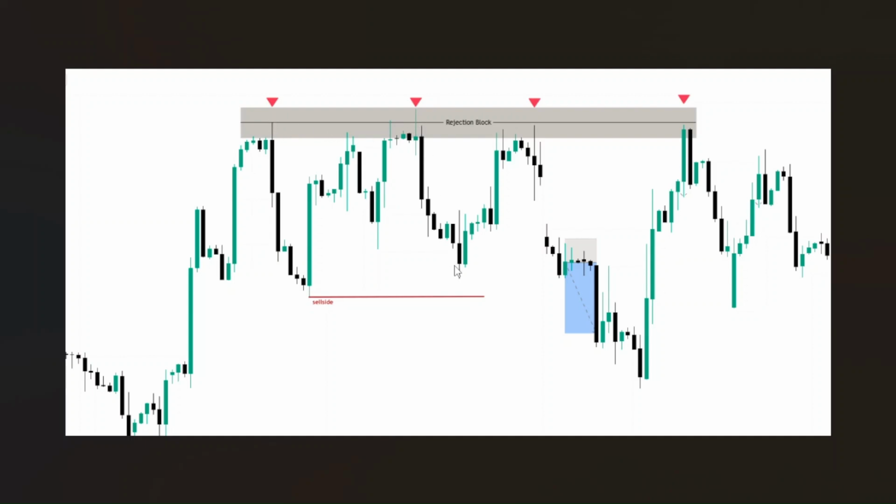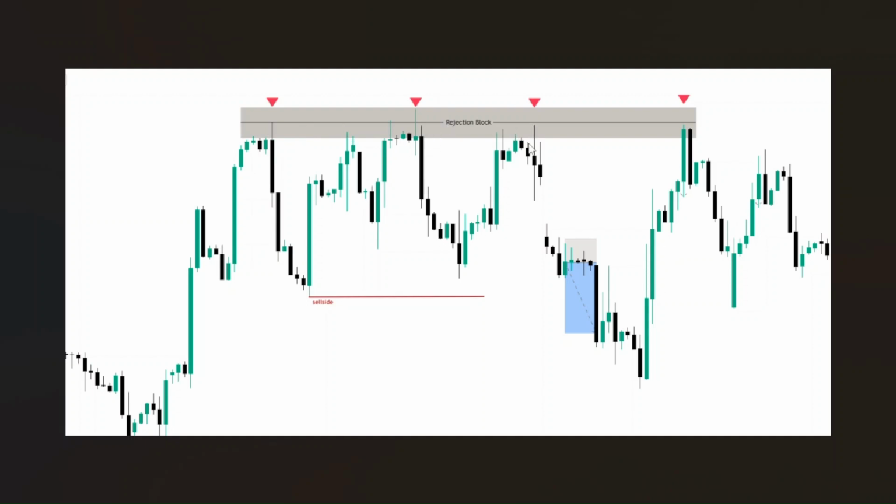Price rejects this point. Price came down. We never took out the sell side. We came back again. Okay, so basically you can already tell that this is a resistance zone. Now price has been rejecting with huge wicks. Look at the wicks. Price is rejecting with huge wicks. That means these are rejection blocks.